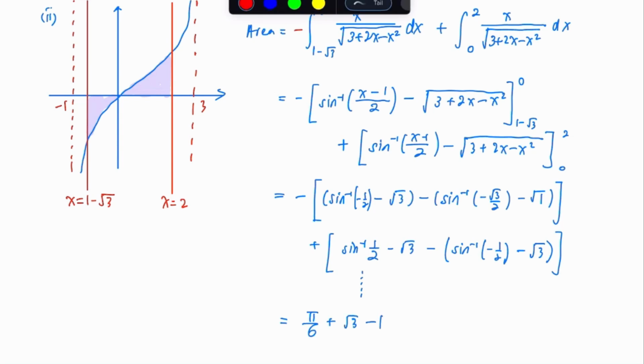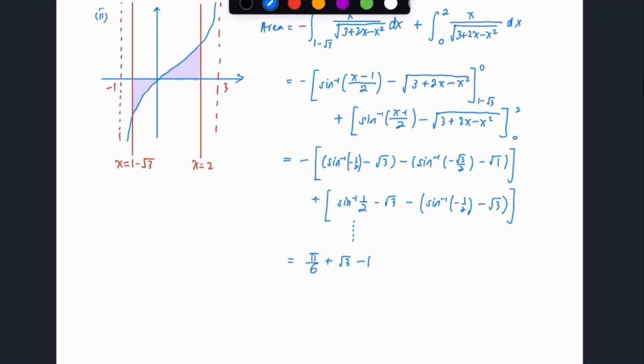So this root 3 will still be there. This plus root 3 will minus the root 3, or you minus and plus back will cancel off, that kind of thing. Then your this and this and this and this will cancel out one way or another to get your pi over 6. So you just evaluate the angles. Don't worry, just evaluate these angles. Now for part 3, we are looking at the volume.